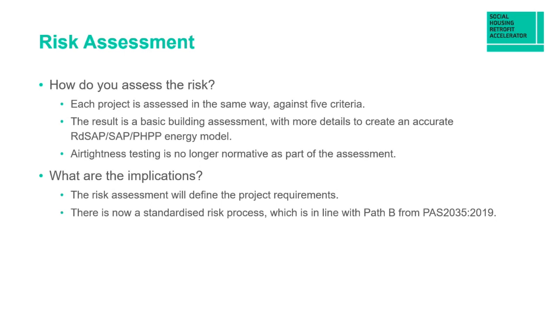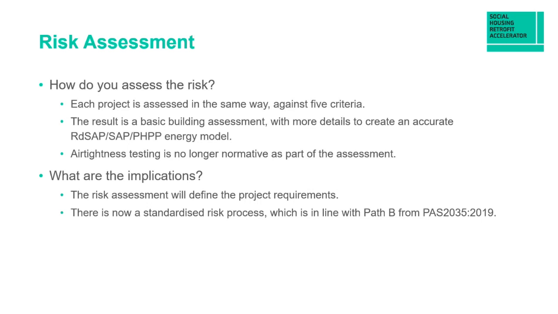So we mentioned that the risk assessment pathways have been simplified as part of the new PAS standards. So how do you assess risk? Well, each project or each property is assessed in the same way. Under PAS 2035, there's 5 main criteria. And then that basic building assessment is added to by an RdSAP, SAP or PHPP assessment to come up with an accurate energy model. The air tightness testing, as I've mentioned, is no longer normative as part of that assessment, unless you have incorporated it as part of your strategy and set a target.